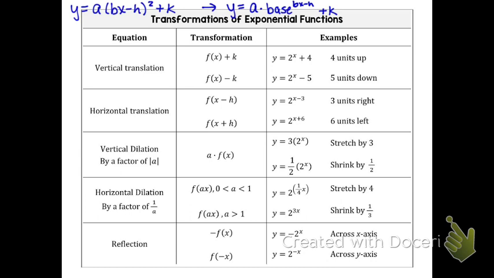K is still our vertical shift up or down. If it's positive, it goes up, negative goes down. H is still that horizontal shift left or right. It does the opposite of what we think it should. If it says x minus 3, we're going to go to the right 3. If it says x plus 6, we're going to go left 6. A is our vertical dilation, and we're going to change from using stretch or compression, or letting us just get by with dilation, so I'm going to start trying to use that. Vertical dilation by whatever that number is. But just remember, if that number is greater than 1, it's a stretch, and if it's between 0 and 1, it's a compression or a shrink.